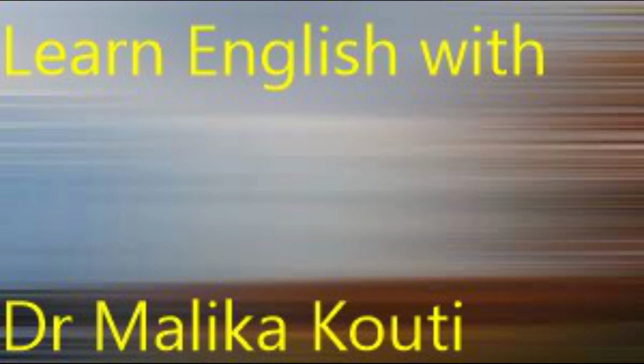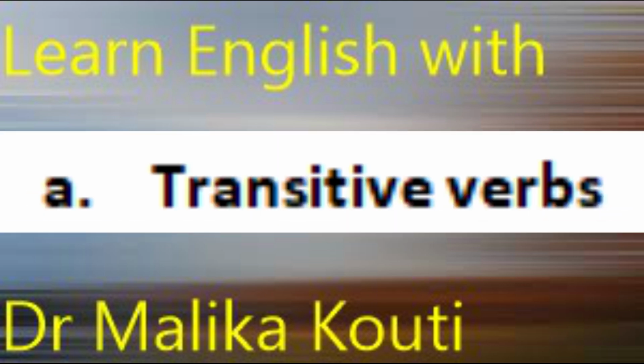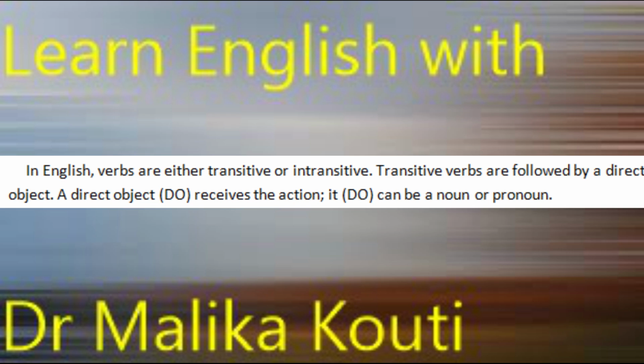Now let's move to transitive and intransitive verbs. Let's start with transitive verbs. In English, verbs are either transitive or intransitive. Transitive verbs are followed by a direct object. A direct object, DO, receives the action. It can be a noun or pronoun.